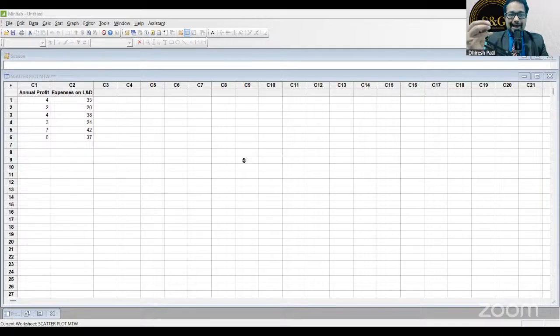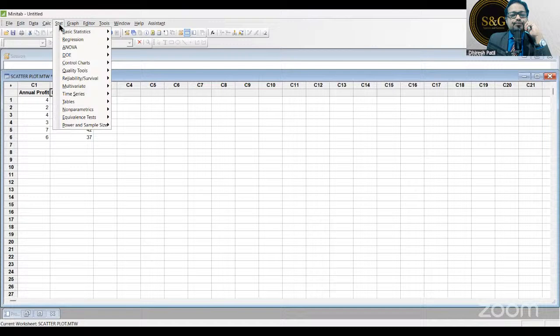So L&D expense इतना किया तो profit पे क्या impact है? So L&D expense is the X and Y is the, जैसे कि sugar quantity is the X and taste is the Y, correct? Water quantity is X, taste is the Y. Similarly, L&D expense is X and profit is Y. Very good.